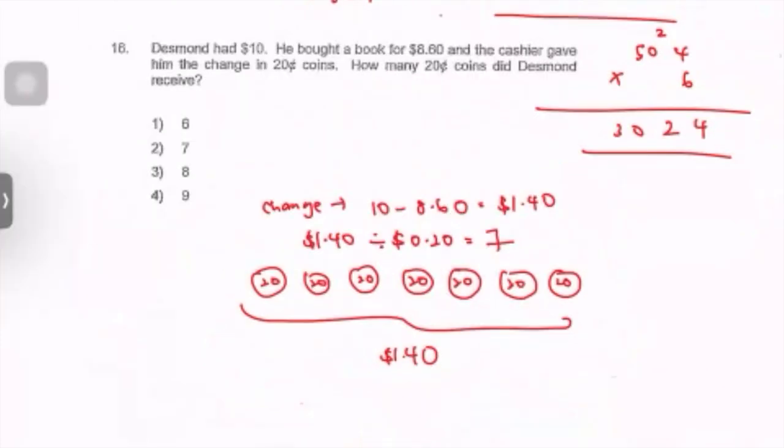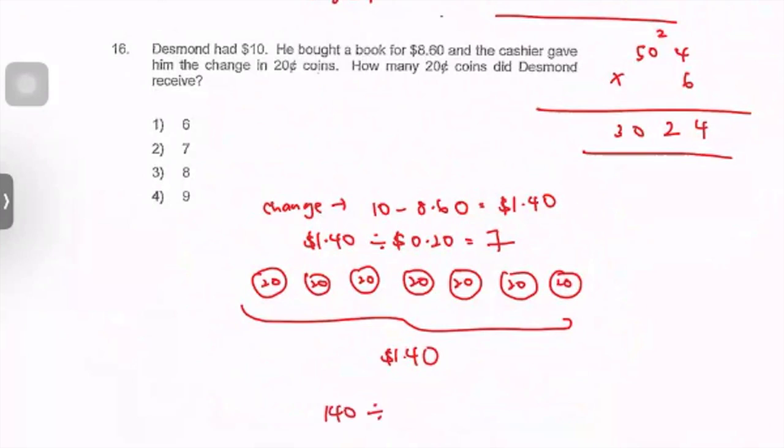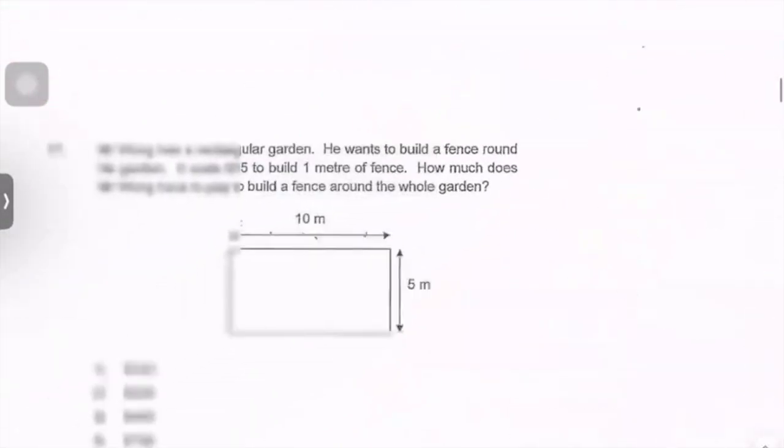Another method is to remove the decimal point. So just take 140 divided by 20. So 140 divided by 20, 0 can cancel out. So it's just 14 divided by 2. And that should give you 7. And hence answer is still 7. So option 2.